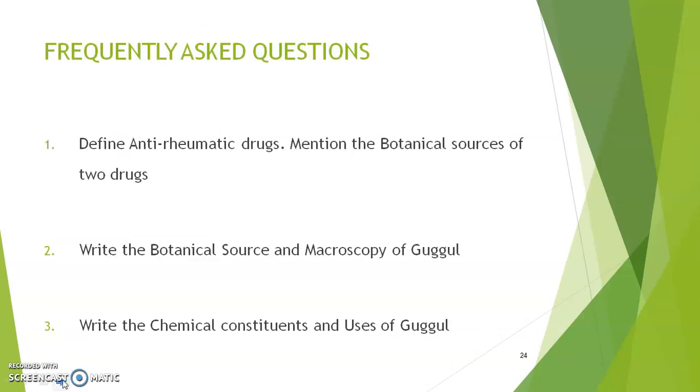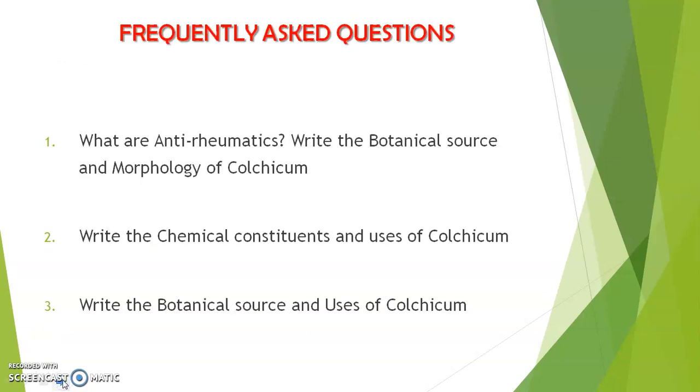Frequently asked questions on this topic are: define antirheumatics, mention the botanical source of two drugs, or write the botanical source and macroscopy of Guggul, write the chemical constituents and uses of Guggul, then morphology of Colchicum, chemical constituents and uses of Colchicum, write the botanical source and use of Colchicum.